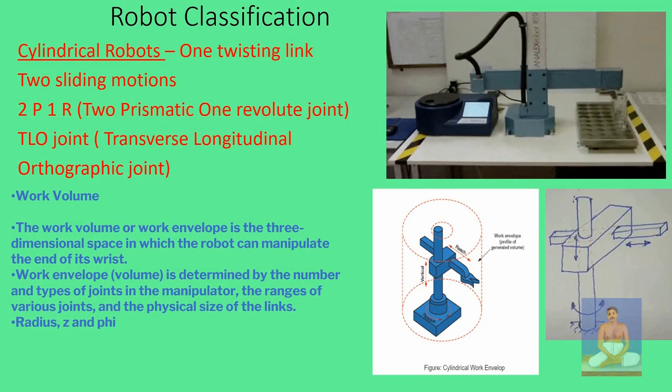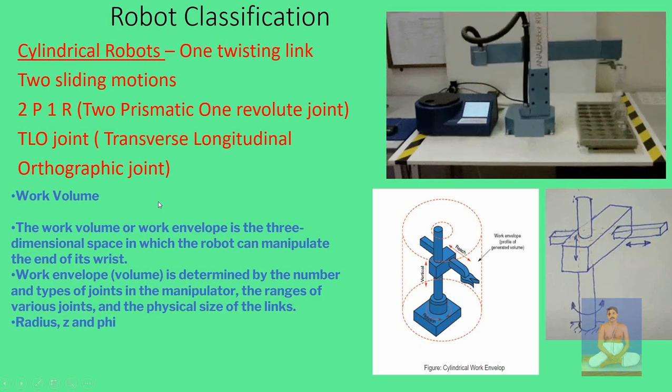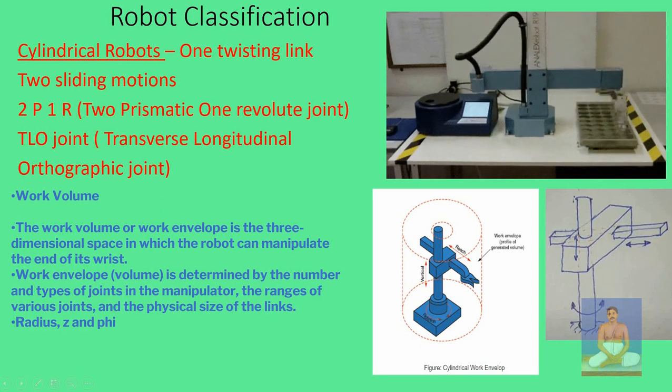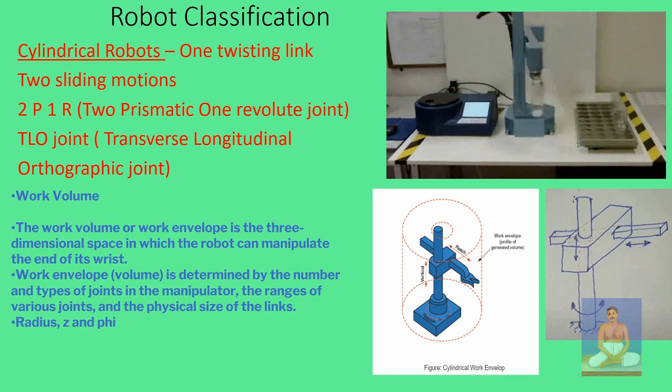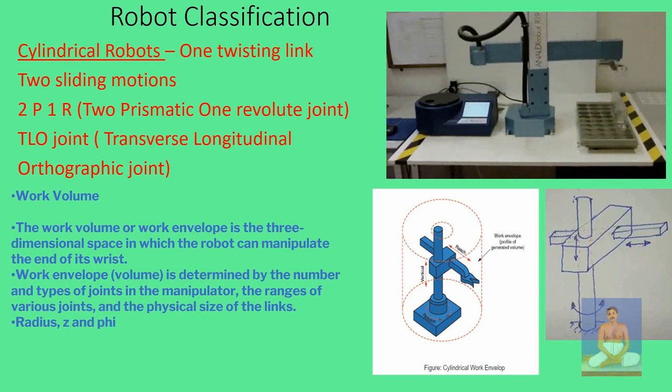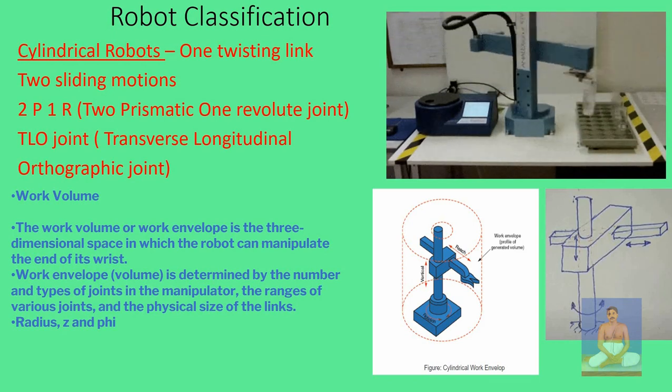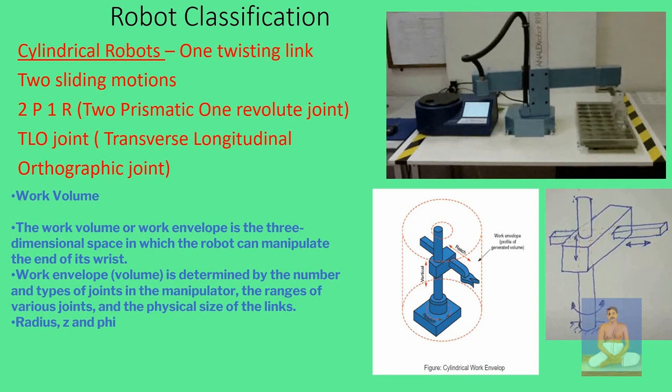Work volume. If we go to work volume, the work volume or work envelope is the three-dimensional space in which the robot can manipulate the end effector. The work envelope is determined by the number and types of joints in the manipulator, the ranges of the various joints, and the physical size of the links: radius, Z and phi.